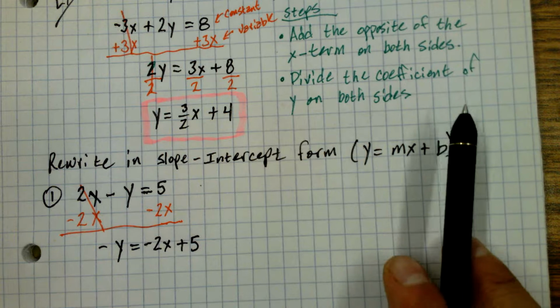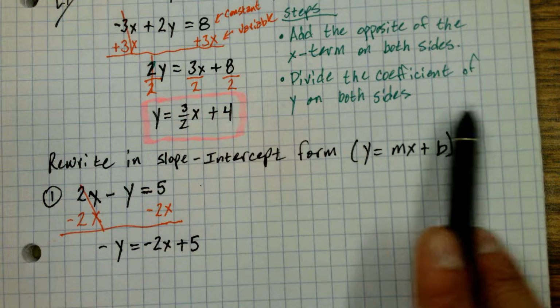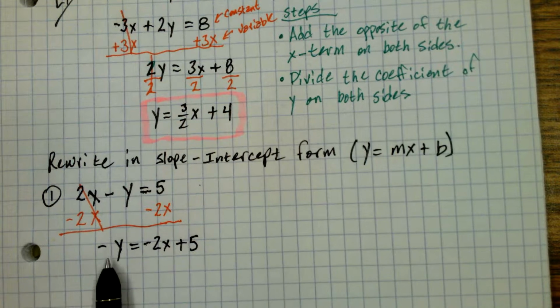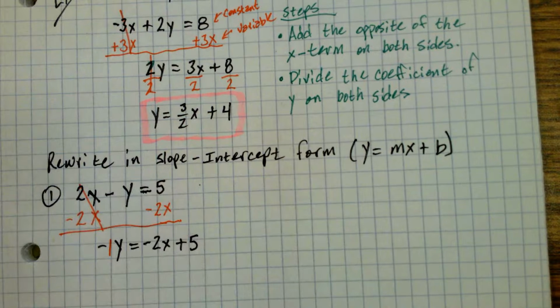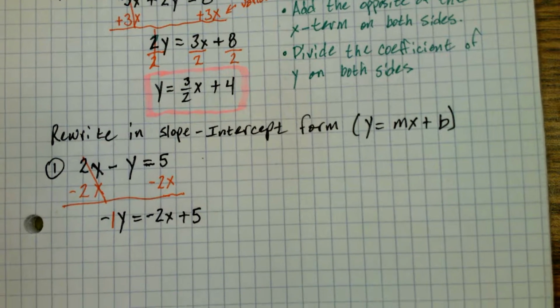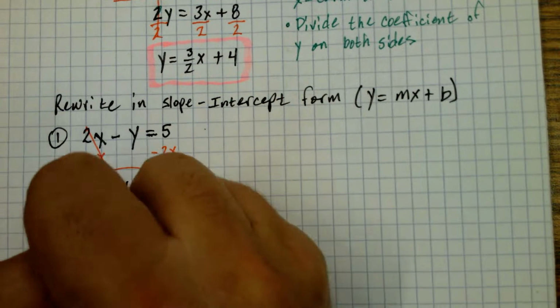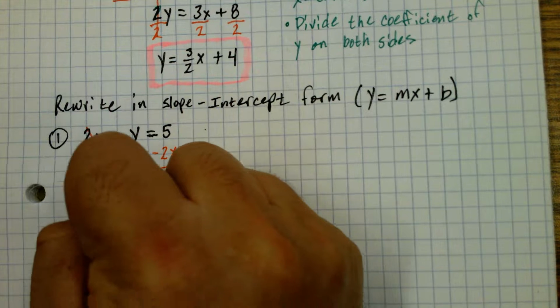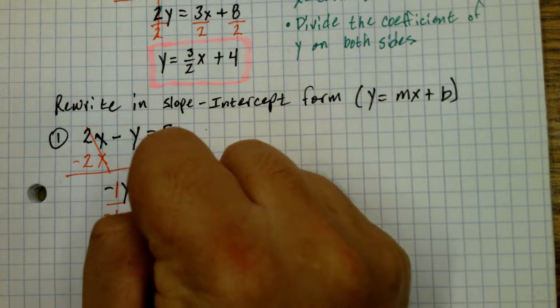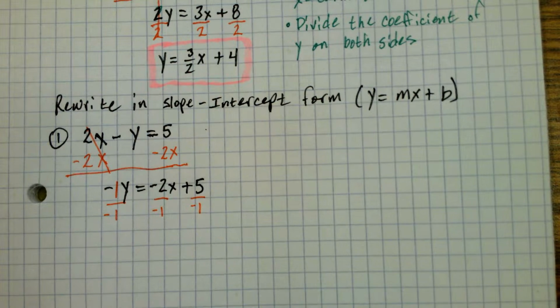Okay? Okay. So now the second part is divide the coefficient of y on both sides. What number is in front of y? Negative 1. If you're not convinced of that, put a 1 there. It's a negative 1. So we have to divide by that negative 1. We're going to divide by negative 1 everywhere. Okay, let's see what happens.